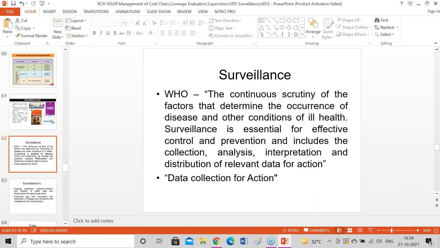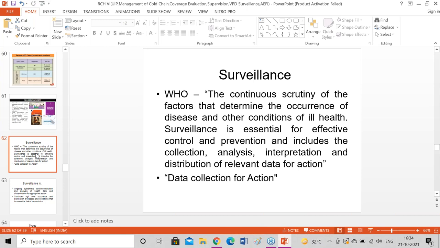Okay, so now let's talk about surveillance. If our program has been run, then we have to continuously monitor it. There has to be surveillance going on so that we can know what is to be done. The shortest definition that could be framed for surveillance is data collection for action. The WHO definition is a continuous scrutiny of the factors that determine the occurrence of disease and other conditions of ill health. Surveillance is essential for effective control and prevention. If I summarize it, we collect the data, it's a continuous scrutiny, and we determine whether a certain disease or ill health condition is occurring.